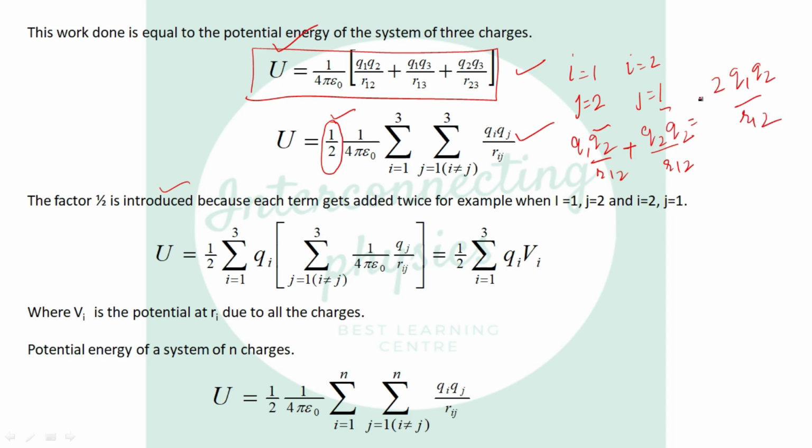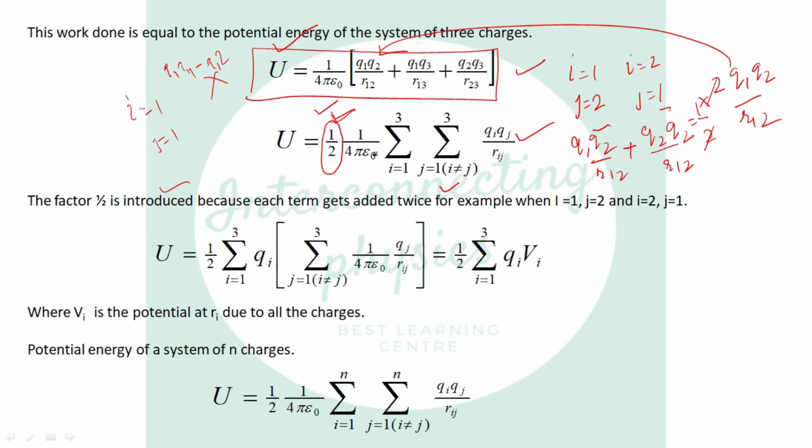So it means they have to be divided by 2 so that the result will come only once, that is Q1 Q2 over R12. So that's why half factor is introduced, because each term gets added twice. Okay, now i is not equal to j. This is very important because we can't take i equal to 1, j equal to 1. If we take i equal to 1, j equal to 1, then Q1 will be Q1 square, and this term does not exist over here. So especially write i is not equal to j, and always introduce factor half.